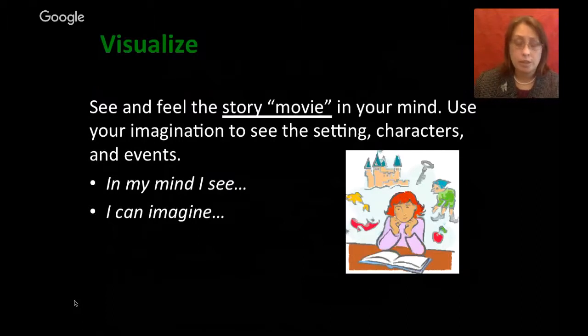Visualize is our third type. See and feel the story movie in your mind. Use your imagination to see the setting, characters, and events. So notice the girl reading in the picture there. Notice that she's obviously reading about a castle and an elf, and she's using her imagination. Okay. Some sentence starters there are, in my mind I see and I can imagine.